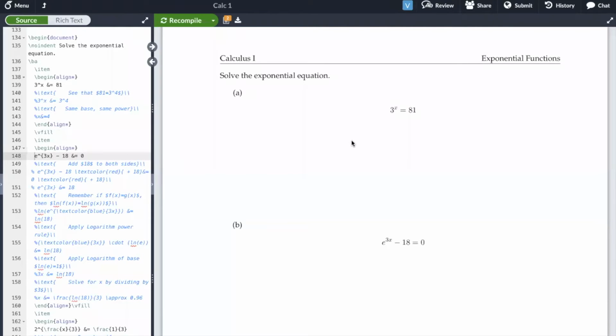Hello everyone, this is a few examples of exponential equations. So let's get right to it.